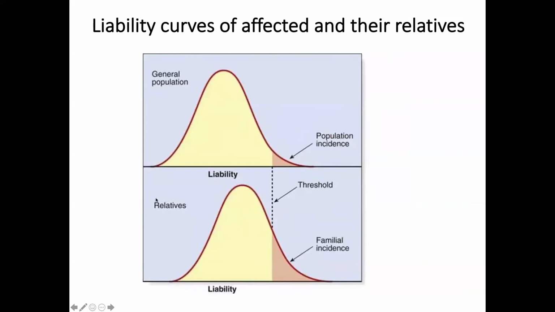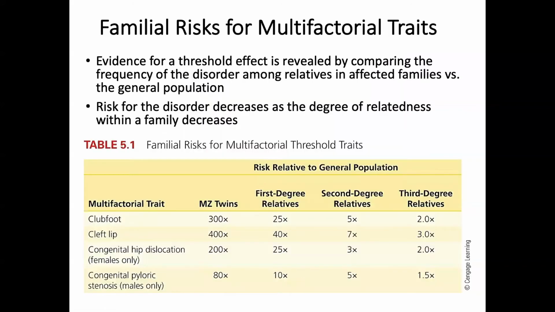And among the relatives, the proportion beyond the threshold is the familial incidence. The curve for relatives of affected individuals will be shifted to the right. So the familial incidence is higher than the general population incidence. Based on the liability curves, you can tell that the evidence for a threshold effect can be revealed by comparing the frequency of the disorder among relatives in affected families versus the general population.